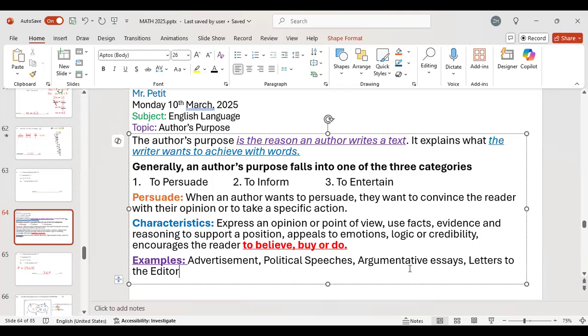So letters to the editor is when a person who is in the audience, or a person who's in, let's say, a particular area, writes to the editor just to express their opinion, and then the newspaper publishes that. Right? That's what I mean by letter to the editor.